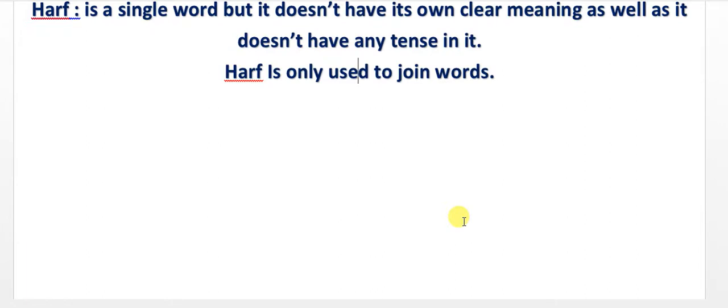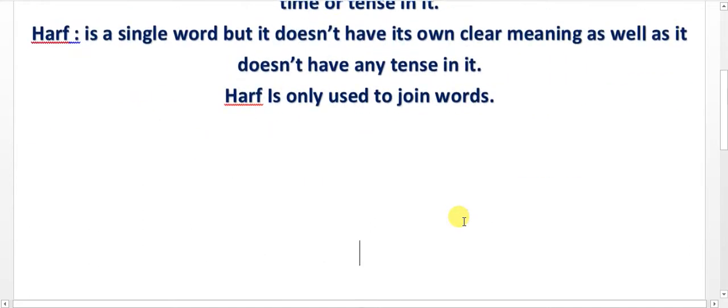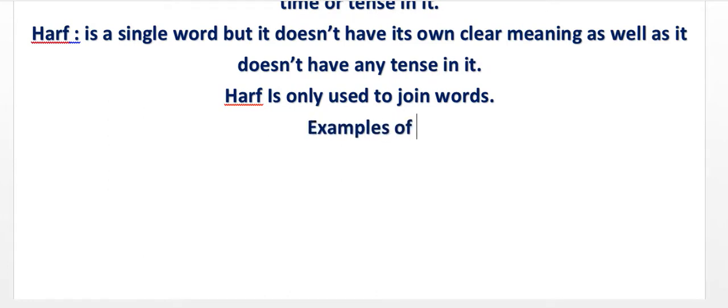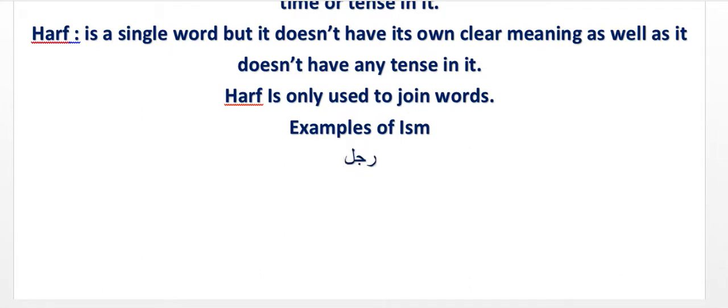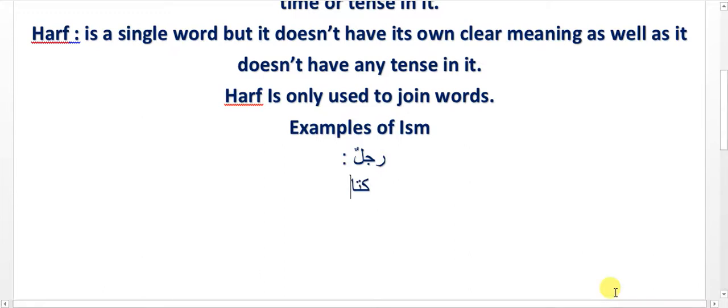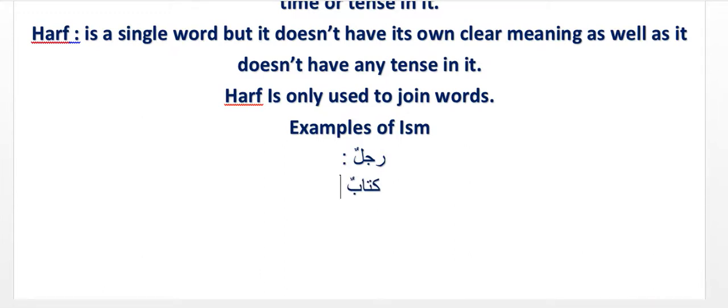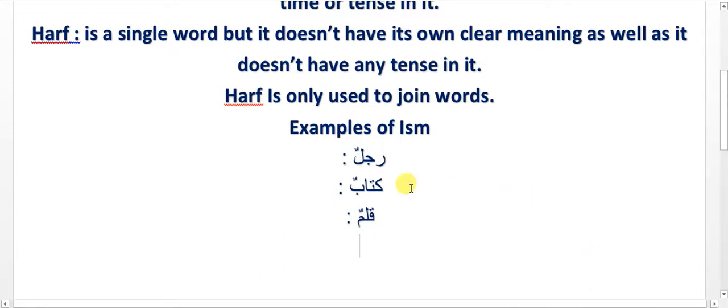First, I'm going to give examples of ism. We are learning Arabic, so I'm going to give examples in Arabic, like rajulun. Rajulun means man. Kitabun. Kitabun means book. Qalamun. Qalamun means pen. Okay, three examples are enough.